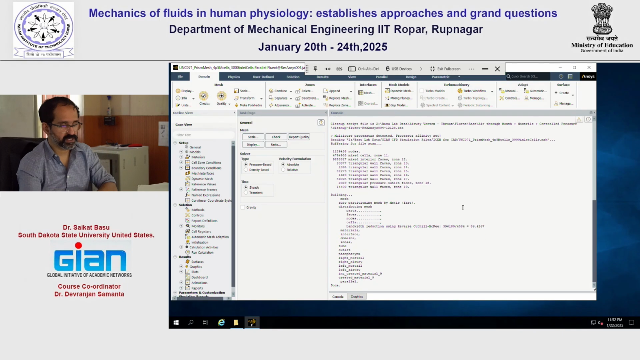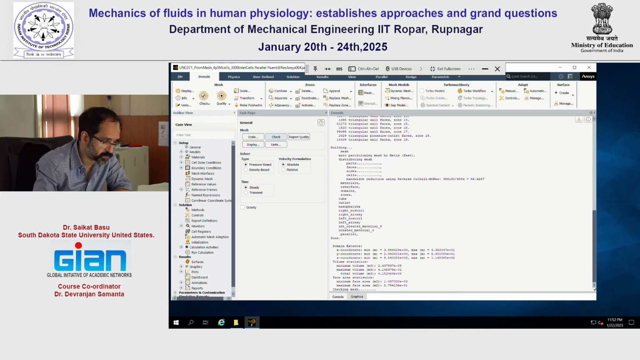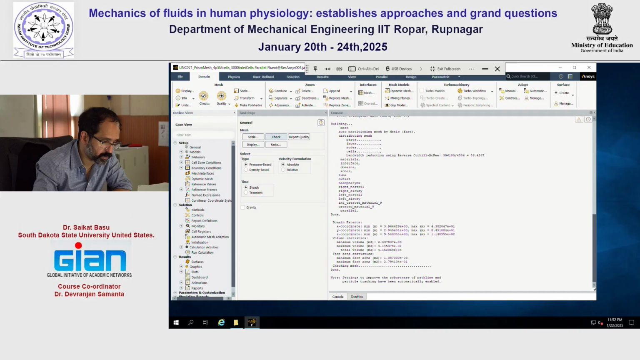Okay, so now the mesh is in the Fluent platform. The first thing that we'll do is check the mesh quality again, because still at this stage you can find some errors and then the simulation won't work. So check mesh, and I think it is done. It did some improvement on the path line tracking, particle tracking. That is not relevant at this point. It's the flow simulation that we are going to develop next.